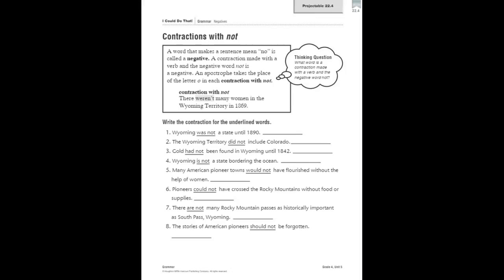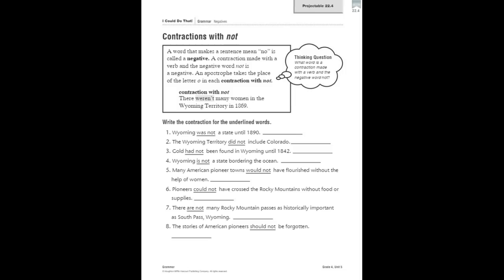Welcome to grammar. We are going to be talking about negatives this week. We have a couple of things to do today, so I'm going to go ahead and teach you first and then give you reader's notebook pages to let you work on these things even further and learn on your own with your learning adult. So first thing we're going to do is talk about contractions with not.